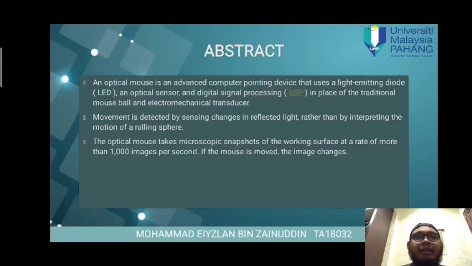So the optical mouse is an advanced computer pointing device that uses a light emitting diode, known as LED, and optical sensor and digital signal processing, DSP. Movement is detected by sensing change in reflected light rather than by interpreting the motion of the rolling sphere. The optical mouse takes microscopic snapshots of the working surface at a rate of more than 1,000 images per second. If the mouse is moved, the image changes. So the next slide is about the introduction.